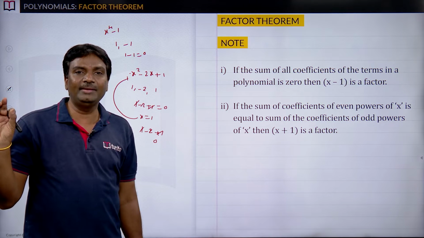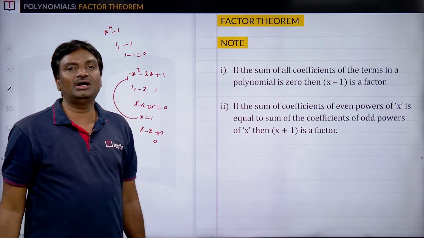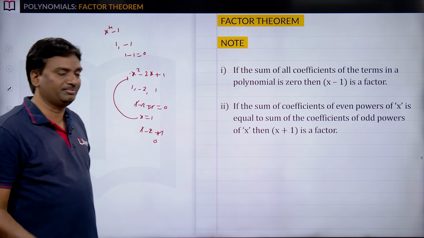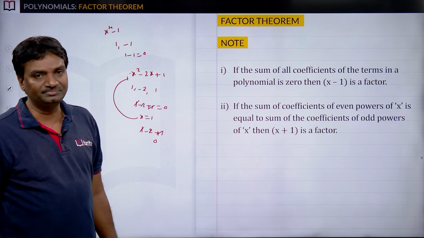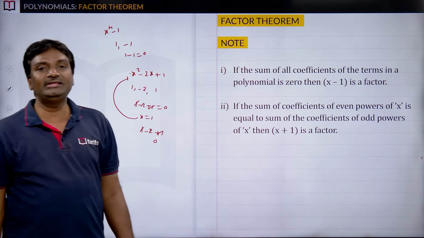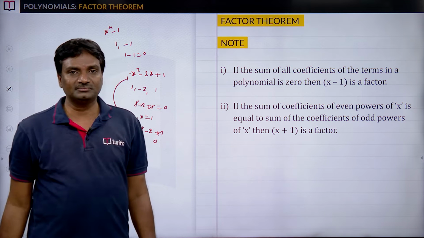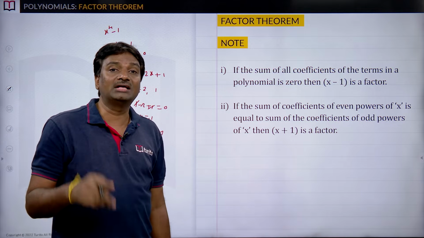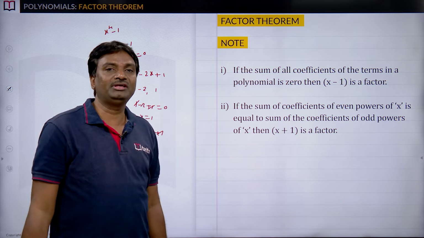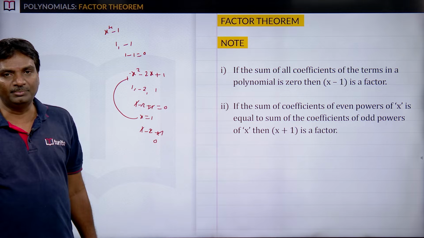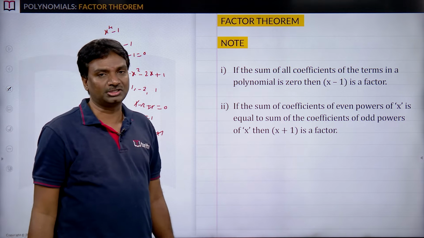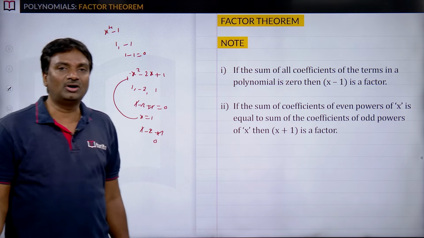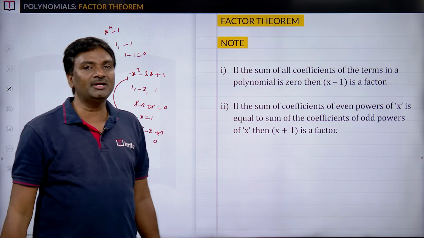You may take any degree polynomial, take the coefficients of even powers of x and the coefficients of odd powers of x, and add them. If both are equal, then we can say x plus 1 is a factor. This is also a shortcut. In competitive exams, we have to do the given problems as fast as possible. So, sometimes we can simplify the calculation by using some shortcuts. But remember that every problem may not have a shortcut. But if a shortcut is applicable for the given problem, it is better to apply it.